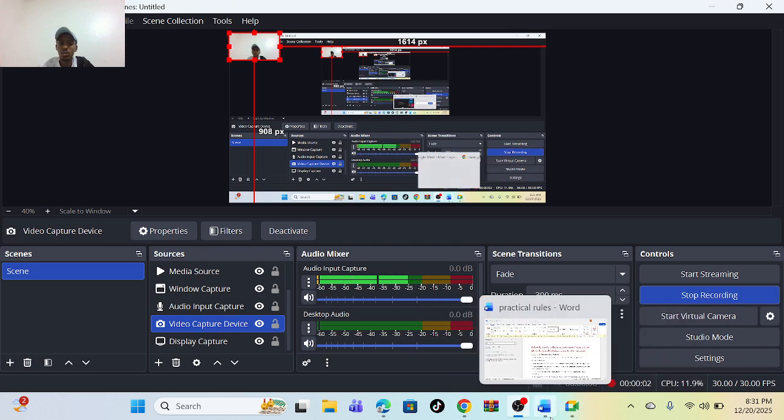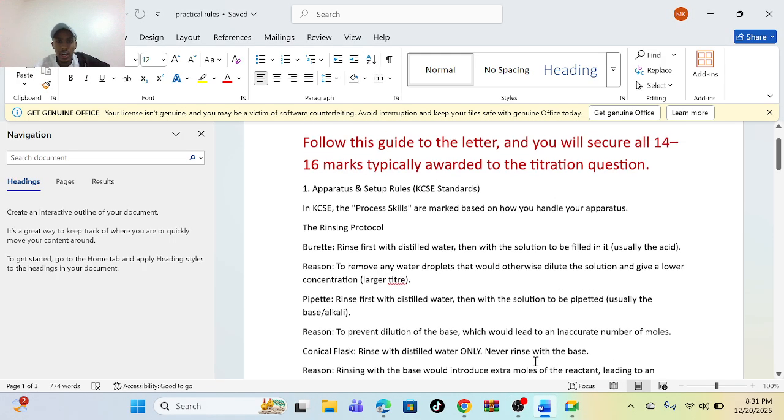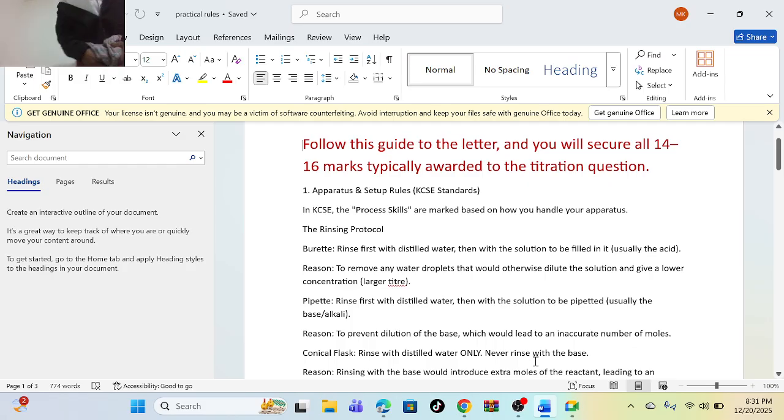Practical tools. So this is the guide. This is a guide.